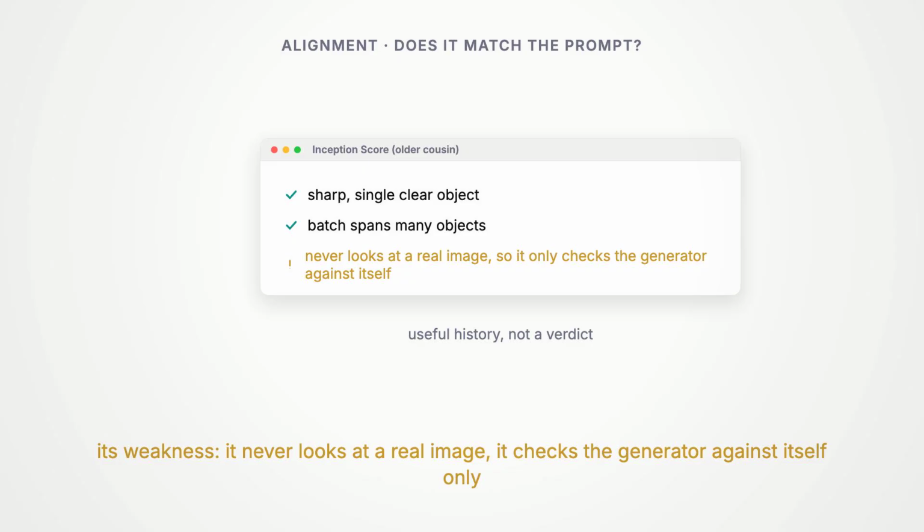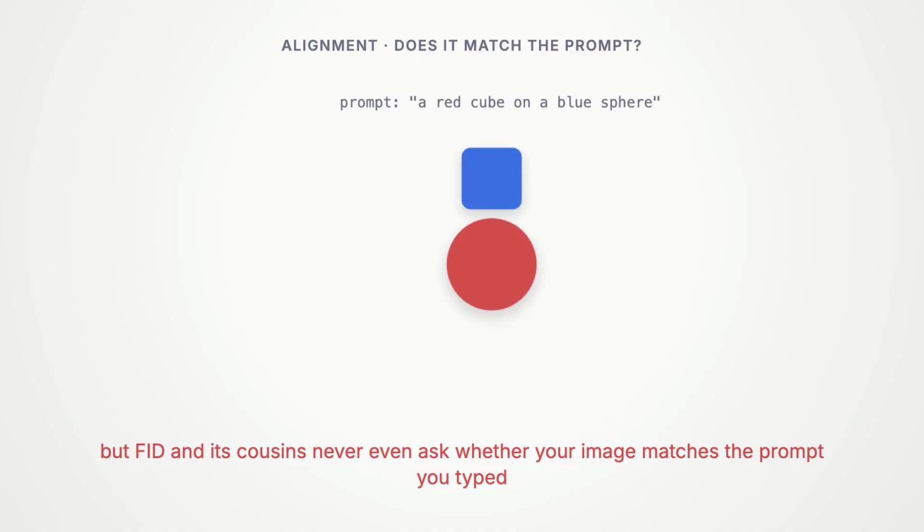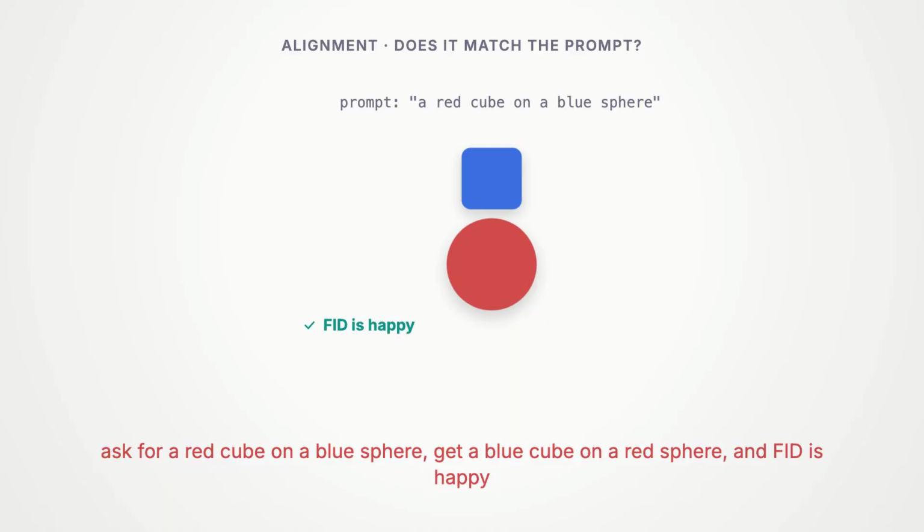But notice the deeper thing that FID and its cousins never even ask. They check whether your fakes look like real images in general. They do not check whether your image matches the prompt you typed. Ask for a red cube on top of a blue sphere and get a gorgeous, photorealistic blue cube on a red sphere, and FID can be perfectly happy, because both are plausible images of cubes and spheres. So we need a second, totally different kind of metric, one for prompt alignment.